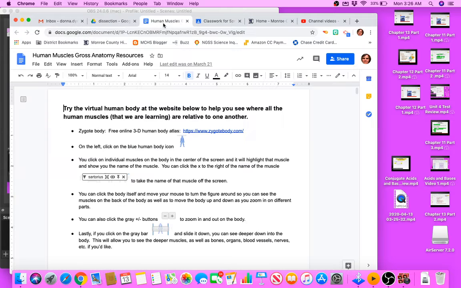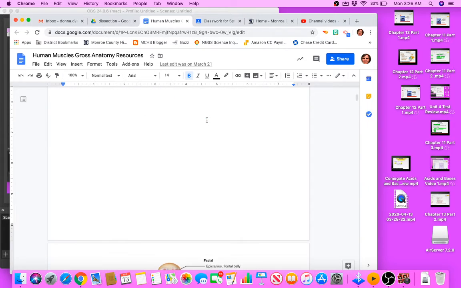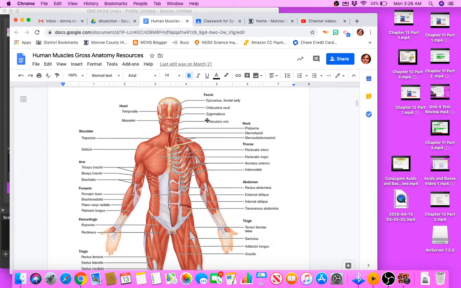This is the document right here. There is actually, it's called Zygote Body. I gave you the website here on that resources document. You can click on that, and I give you all the instructions here on how to use that, to kind of be able to look at these muscles more in 3D on a human body. And then I also have lots of diagrams here with the muscles labeled for you, lots of different views.